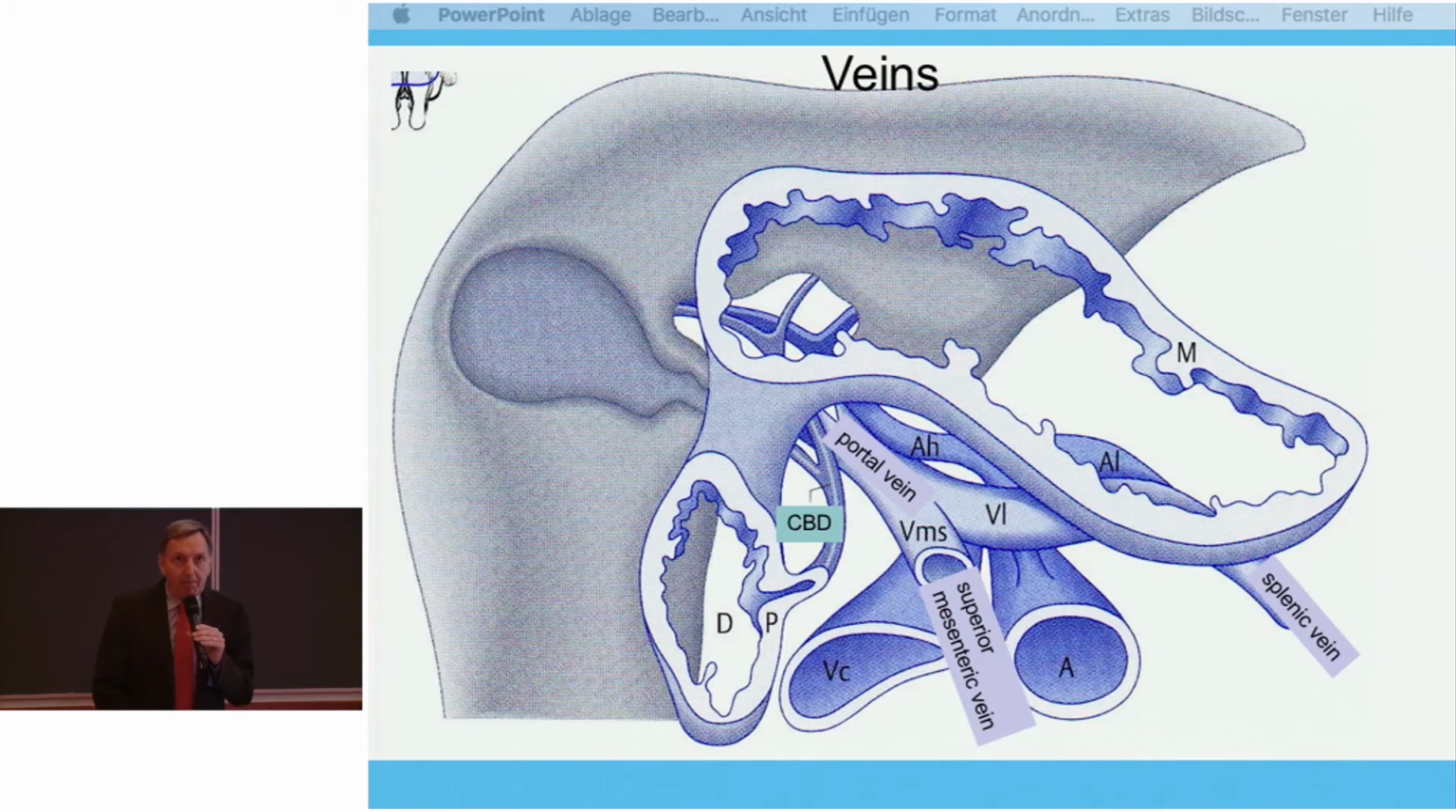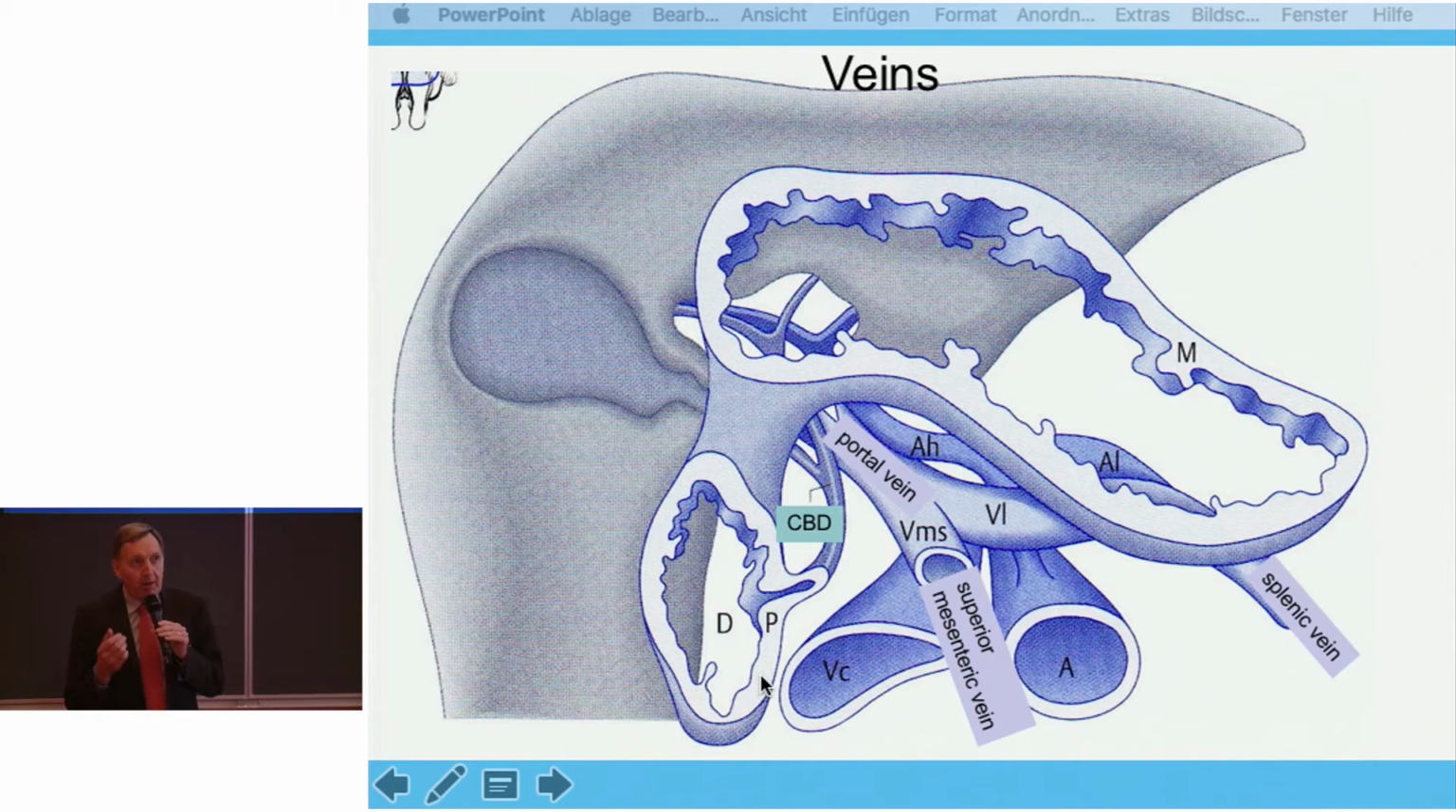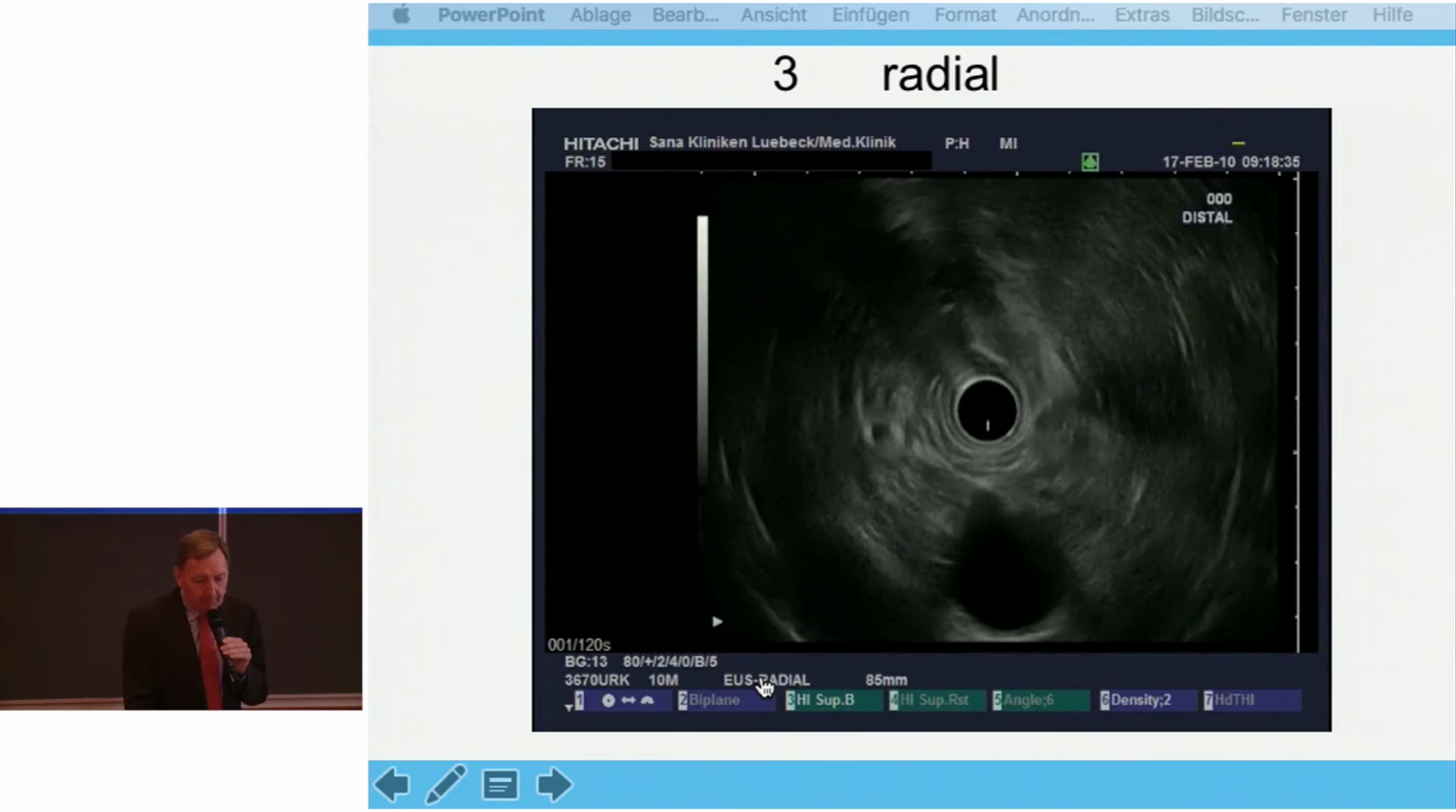The next problem is if you are at the level of the liver hilum, you have a lot of vessels there, like the portal vein, you have the superior mesenteric vein, you have the splenic vein, and together with the common bile duct, but it's a very important guiding structure for you to find the common bile duct.